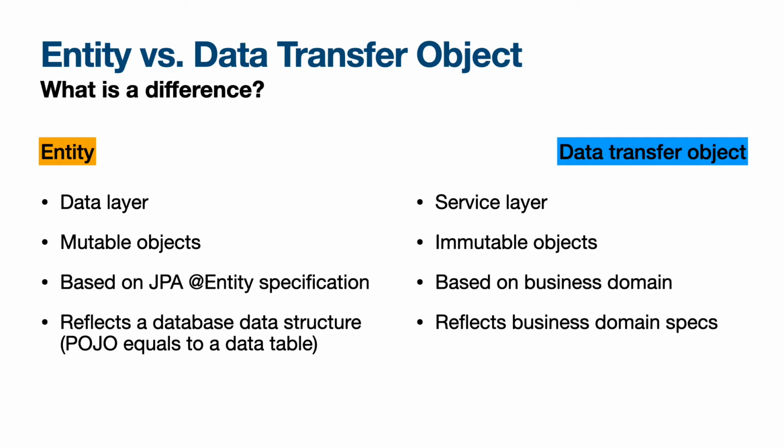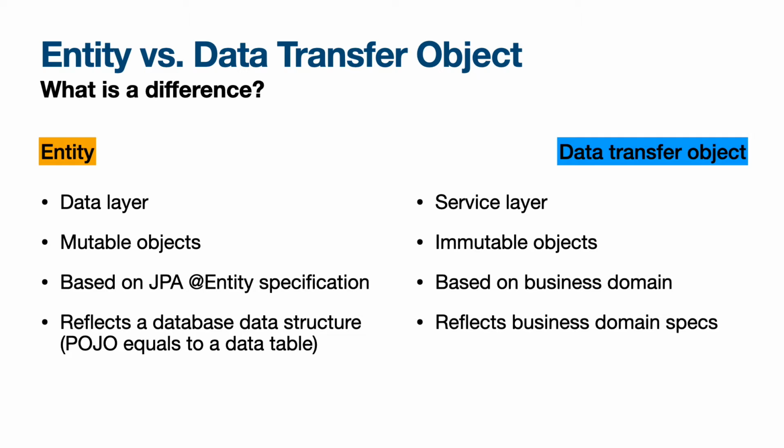And these objects are defined according to several rules. First and foremost, they are mutable objects. And of course, using mutable objects within reactive applications is certainly a no. So how could we solve this issue? Well, there is a pattern called data transfer object. A data transfer object is also a model, but it is used mainly on the service and web layer of our application, so it reflects business domain specifications and is based on the business domain, rather than on JPA specification.